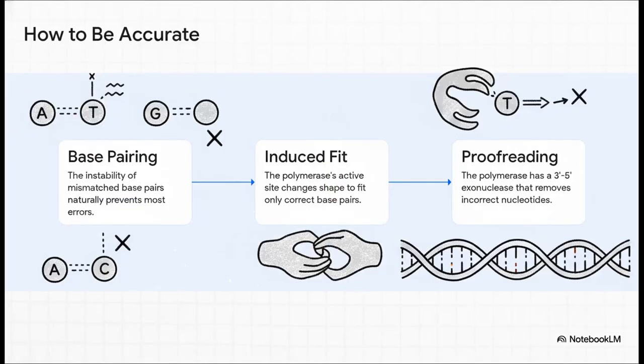So this incredible accuracy comes down to three main checkpoints. First, you just have simple base pairing rules. You know, A with T and G with C are just chemically more stable and fit better than the wrong pairs. Second, the enzyme itself helps out through something called induced fit. The part of the polymerase that does the work actually changes shape to perfectly grip a correctly paired nucleotide so it rejects the wrong ones. And finally, if a mistake still somehow slips through, there's an active proofreading mechanism.